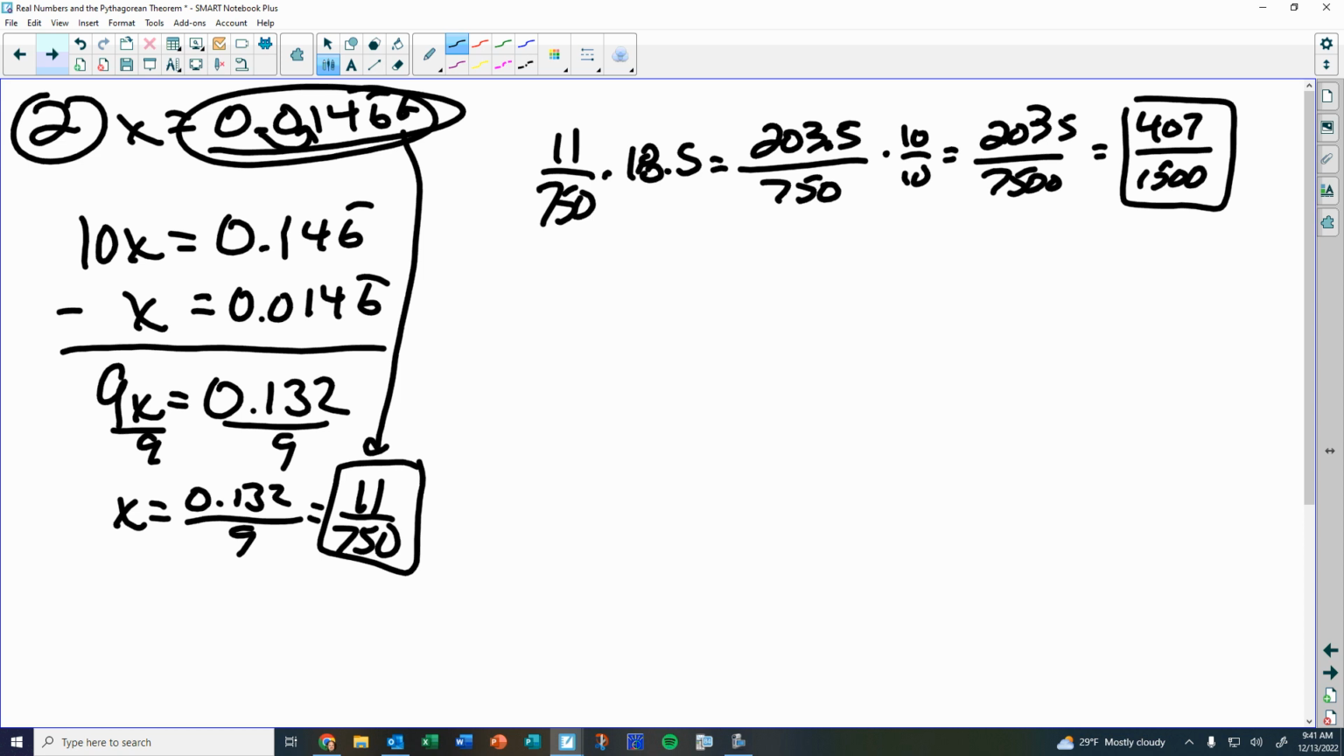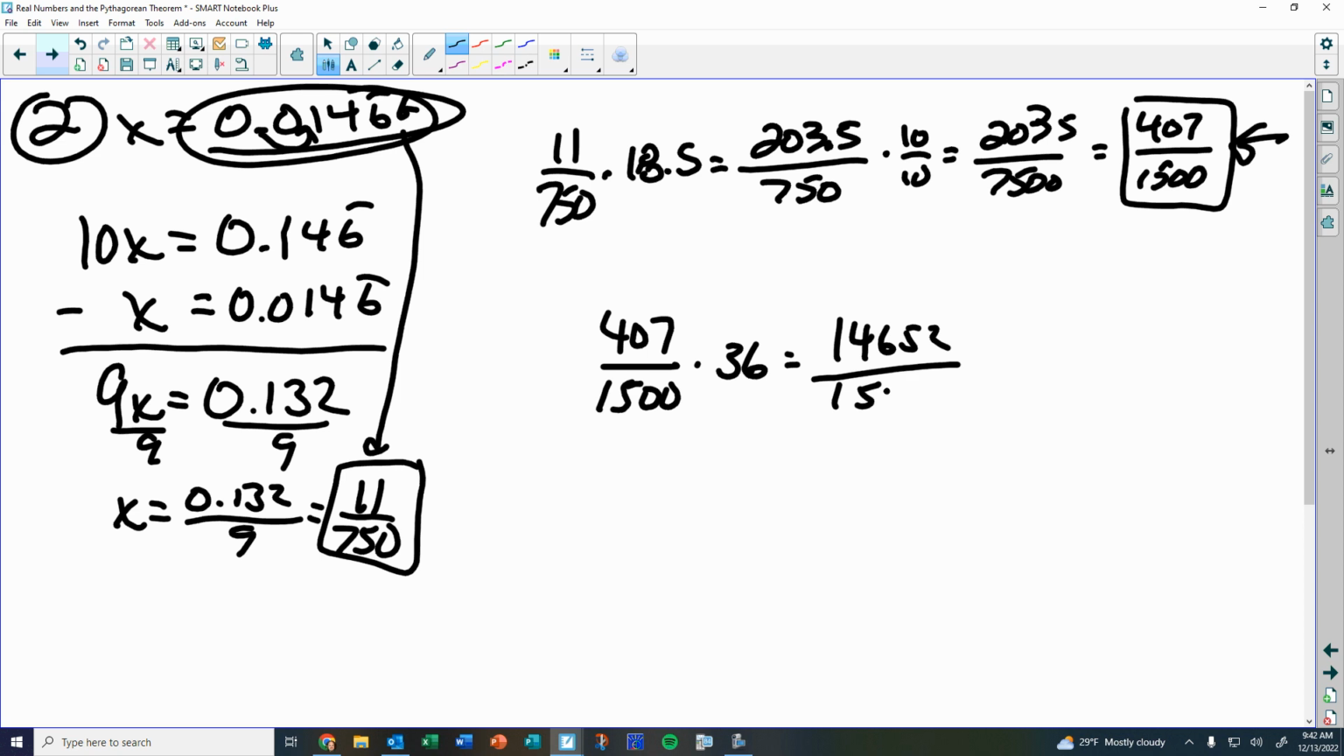We got to know the miles, right? So here's the second hoop you're jumping through. We're going to take this fraction and multiply it by 36. And now we're going to get our answer. A lot of hoop jumping. So when you multiply 407 times 36, you get 14,652. And we're simply going to divide it over 1,500, and you get 9.768 miles. And that is the answer.